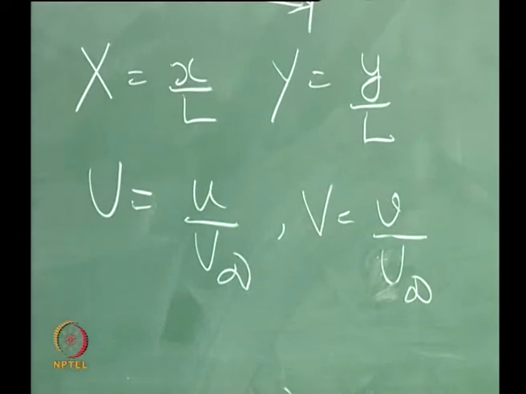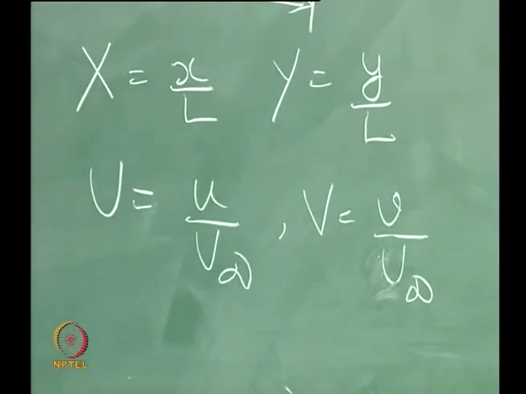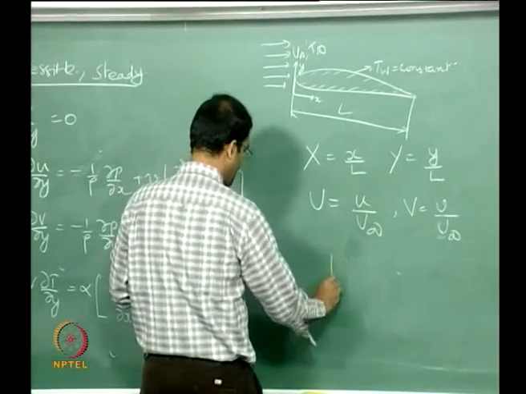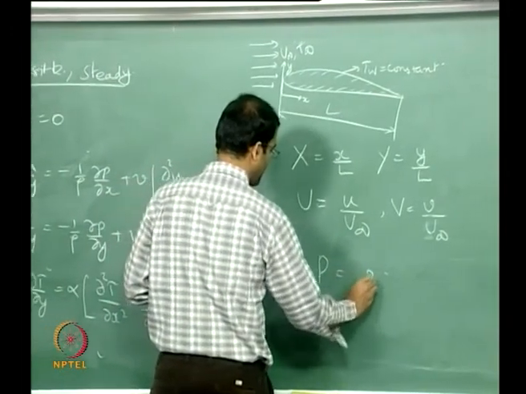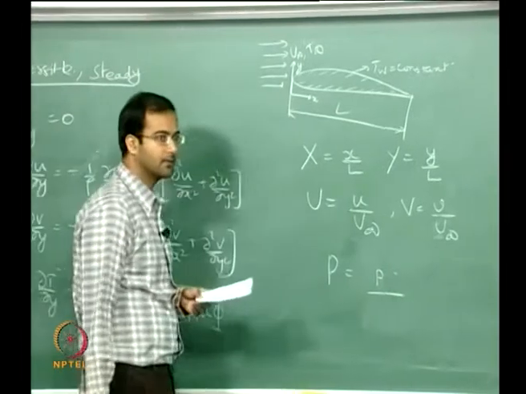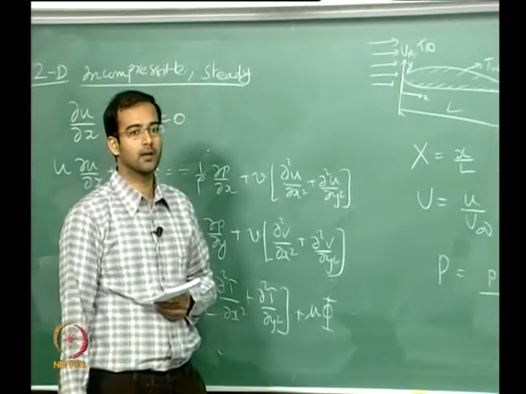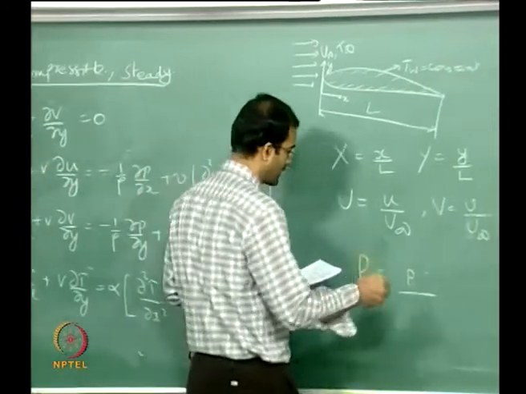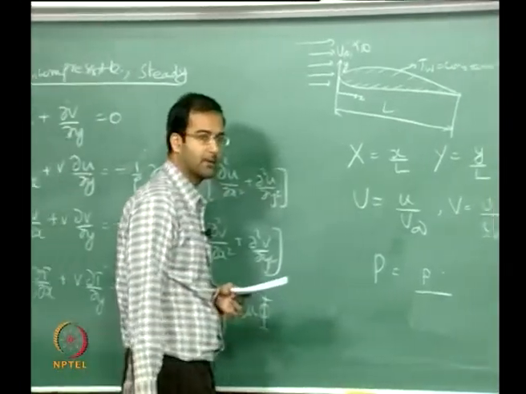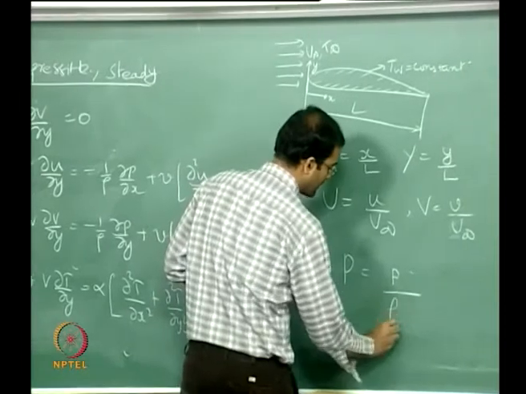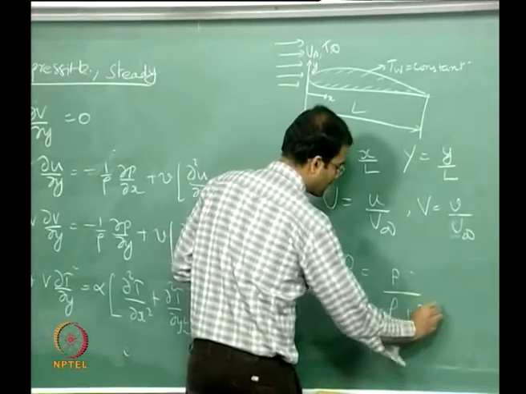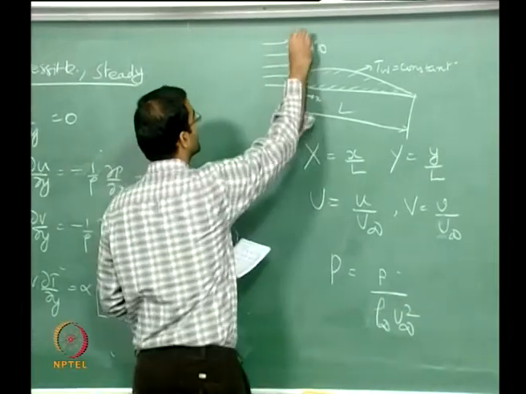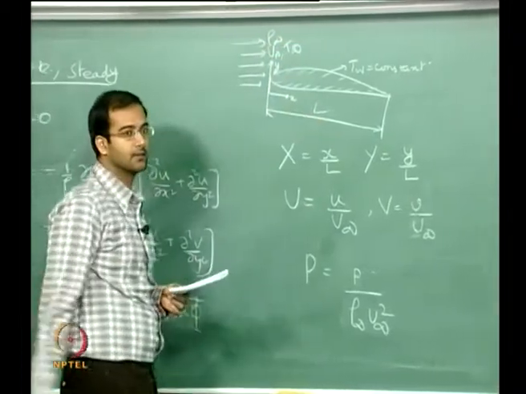Now coming to pressure, so velocities and coordinates are done. I am just going to introduce a capital P, which is equal to the small p, dimensional P, divided by... So how do we non-dimensionalize the pressure? I am going to cut the half term because it does not make much difference. Rho infinity u infinity square. So the free stream density is rho infinity.